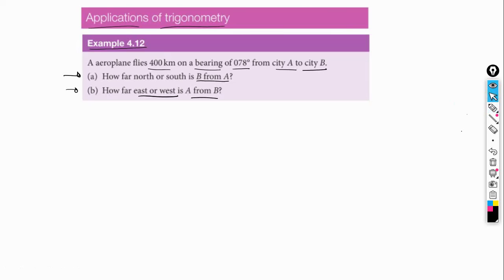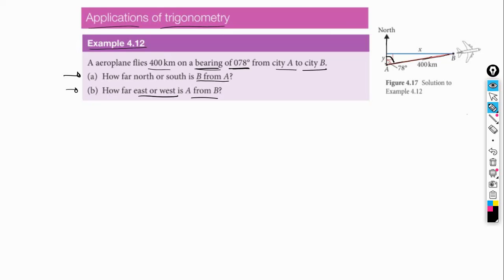So for this, we're going to use a drawing. So what is bearing? A bearing of 78 degrees from city A to city B. So to find a bearing, what you do is that you start from point A, and then draw a line that points to the north, like this one here. And the bearing would be measured starting from that line that points to the north. So a 78-degree bearing would be this angle here. So that means that this is the direction in which the aeroplane flew, 400 kilometers, until it reached city B.